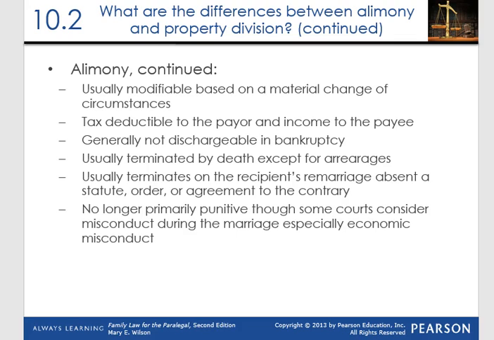It usually is terminated by death except for arrearages. Arrearages do not terminate upon death. So if the payor dies, then the estate can continue to be held liable. So sometimes you will see a provision where a payor spouse is required to maintain an insurance policy for securing payment of any spousal support obligation should the payor die prior to the termination of the spousal support obligation. And if the payee dies, then the estate is entitled to receive the spousal support payments.